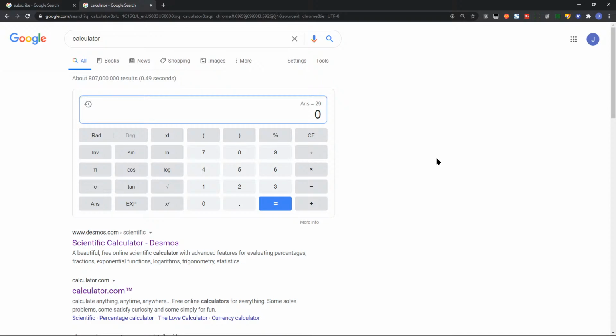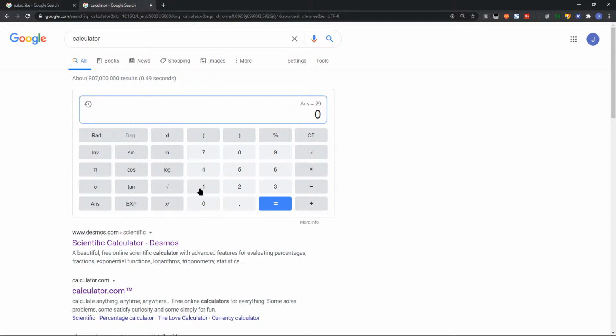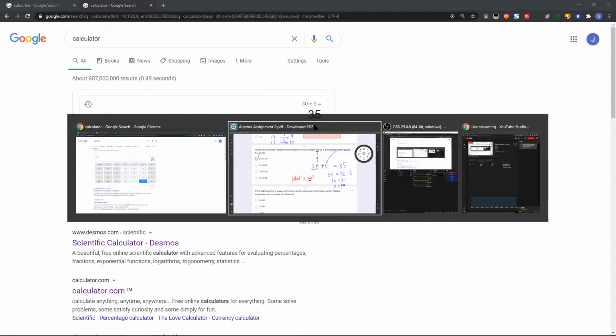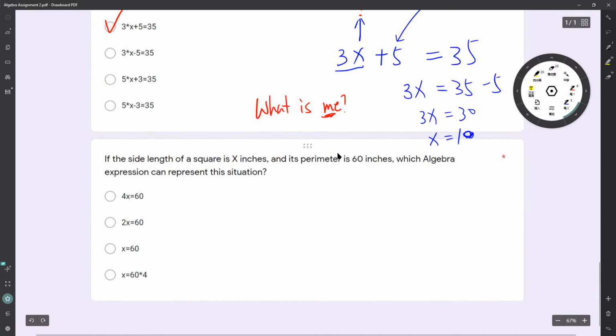So we say x is 10, right? And that number is multiplied by 3 and increased by 5. So 10 multiplied by 3 is 30, and then increase the value by 5, that's 35, right? That's the answer. We solved it without actually trying from 1, 2, 3, 4, 5 up to 10.